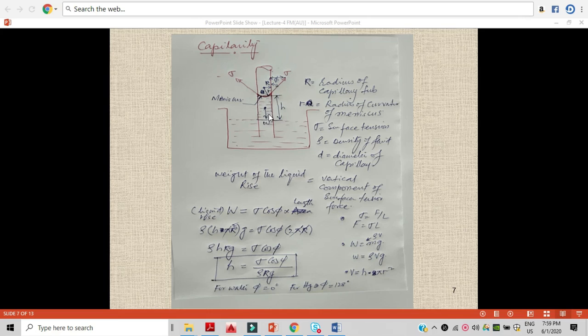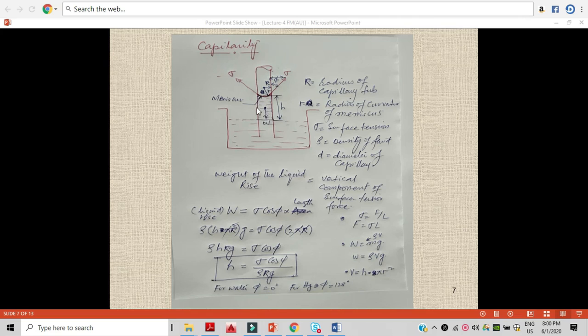So sigma F is equal to 0. First we can see what is the total surface tension force and what is the total weight force of the water. So the rise of liquid, that is the weight, is equal to sigma cos phi into length, because sigma is basically the surface tension force. Force is equal to sigma, that is, force per unit length. So if you multiply sigma with the length, you will get the force. So here this is the direction of the surface tension.